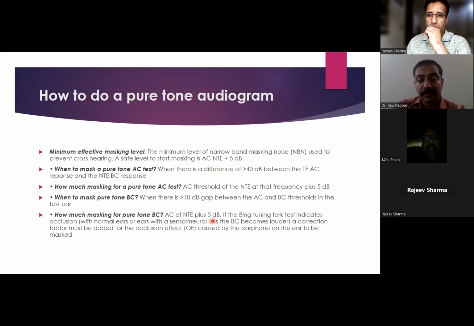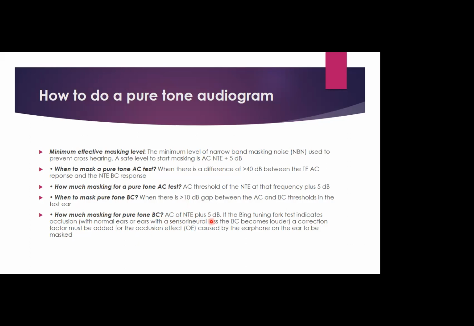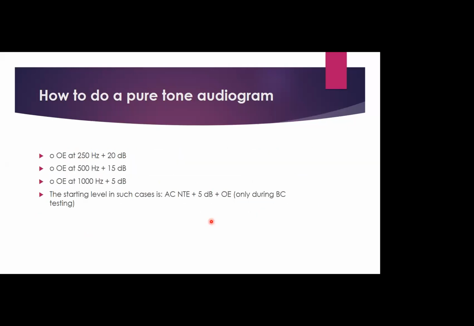Then another consideration which we should take care of is the occlusion effect. As we know, during the Bing test, when we place a vibrating tuning fork on the mastoid process and alternately close and open the ear canal by pressing the tragus, there is an increase in the loudness perceived. This is mainly because of the occlusion effect, which takes place at the lower frequencies. In order to compensate for that, we have to add, at 250, 500, and 1000 hertz, 20 decibels, 15 decibels, and 5 decibels respectively. So the formula becomes AC of the non-test ear plus 5 dB plus occlusion effect, and that is only for BC masking.